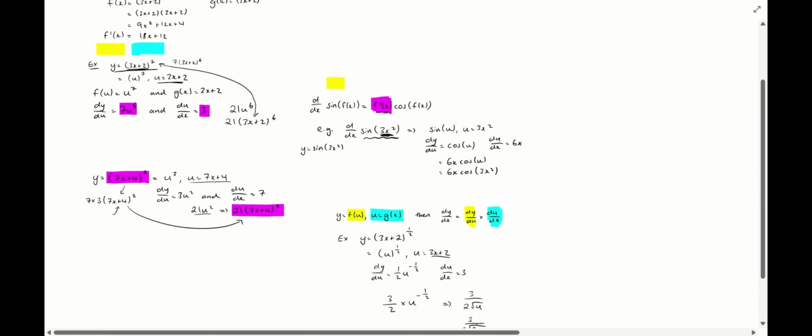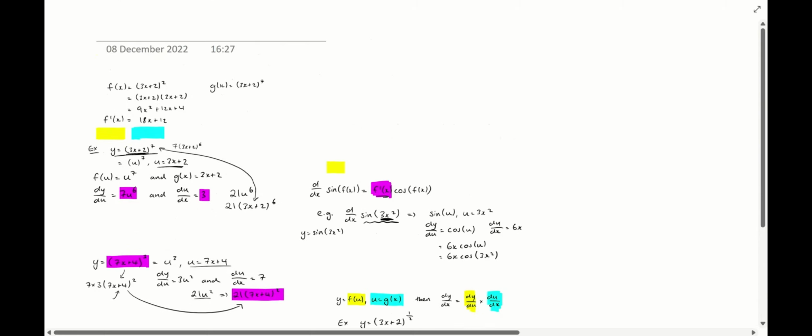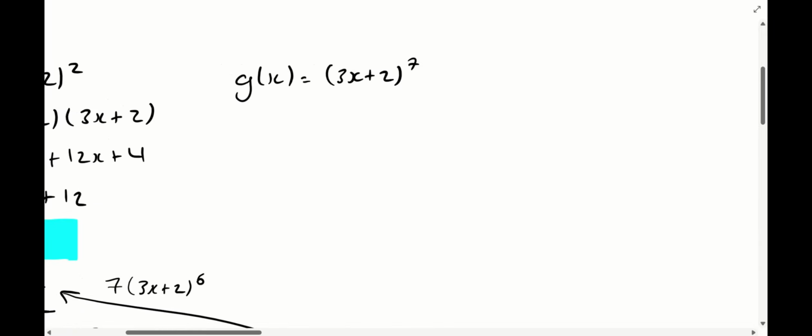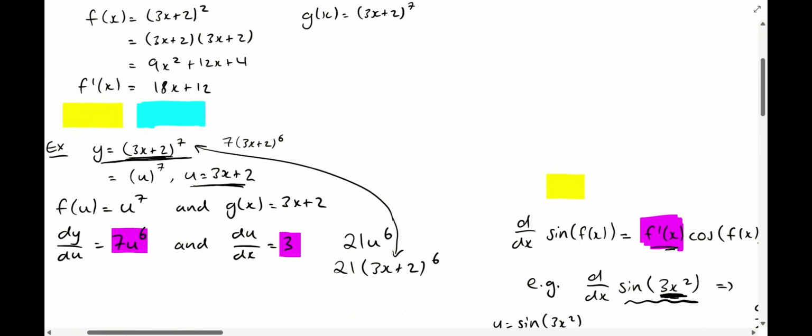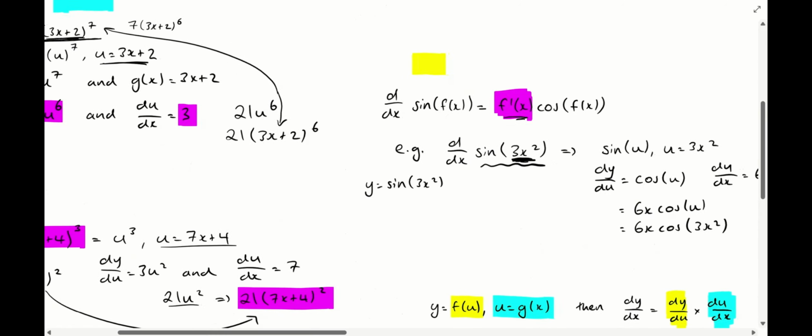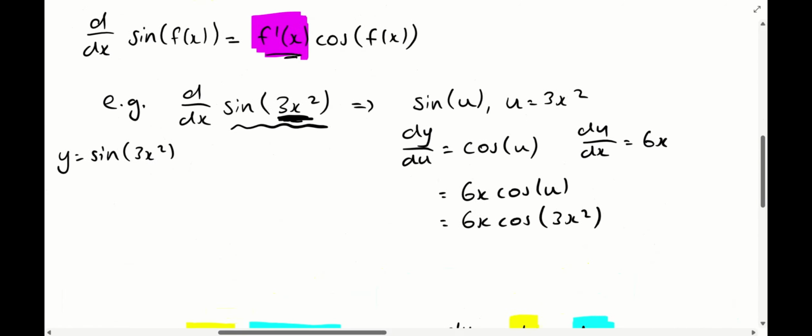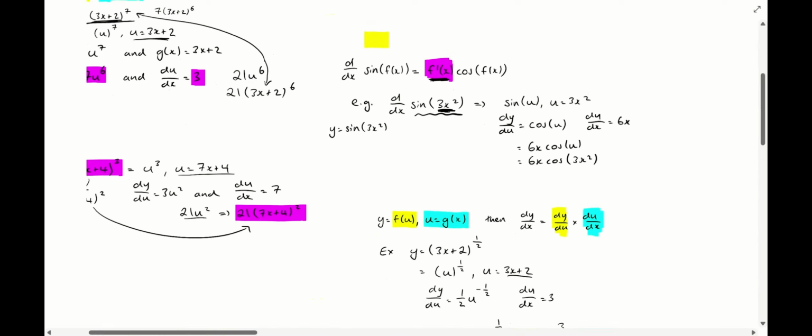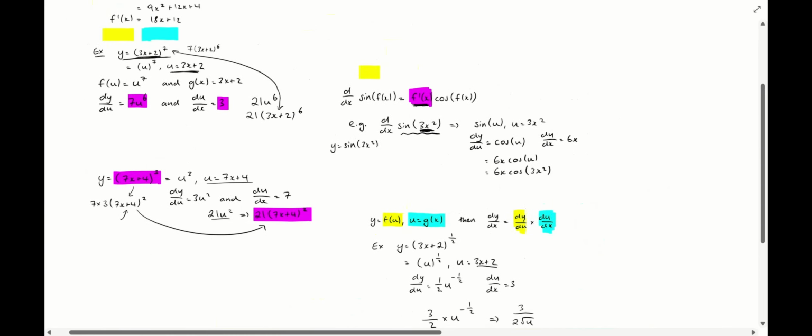Okay, so we've had a look at what the chain rule is and how it's useful, because if we have to deal with, like over here, 3x plus 2 to the power of 7, or to a large power, it's hard to expand out that many brackets. And then we had a look at where this derivative part comes into play with our derivative of sine and cosine rules, and then just a few other examples. Okay, so that's it for the chain rule.